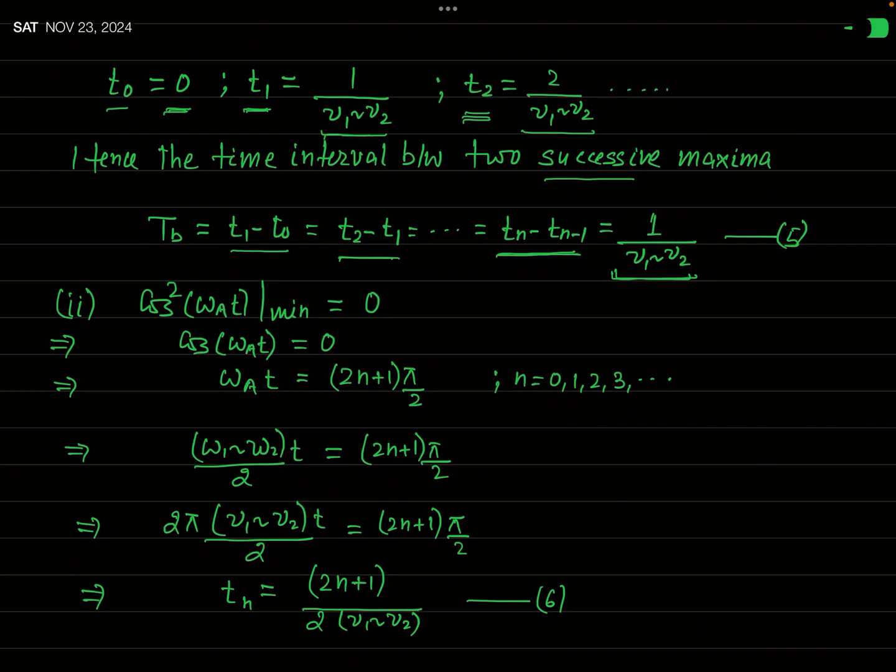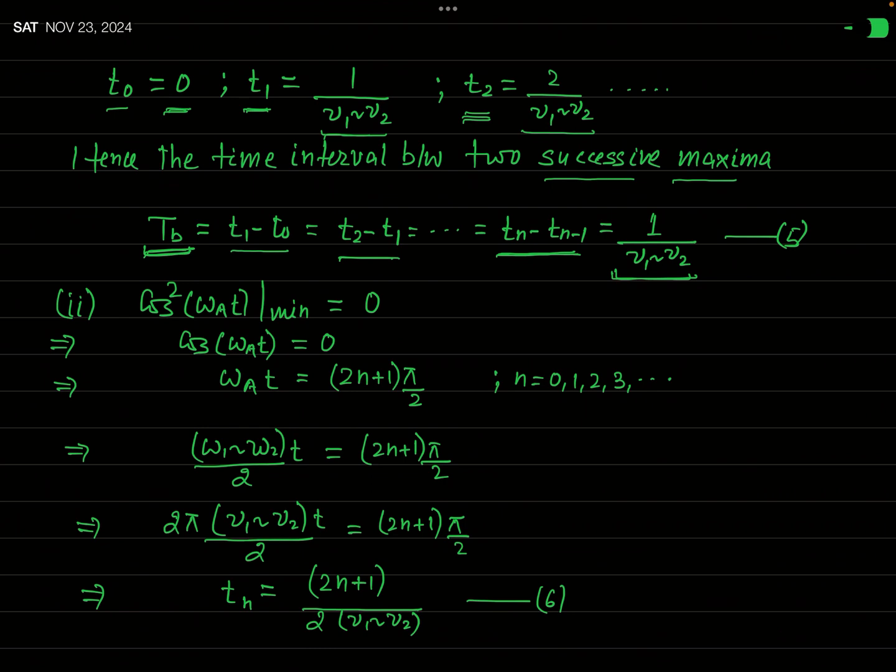As I have told you earlier, the time interval between two successive maxima is called the period of beats. So this 1 over (nu1 minus nu2) is represented by the symbol TB. This is the beat period. I have not mentioned it here, I will mention it later on. But this TB is the time interval between any two successive or consecutive maxima.